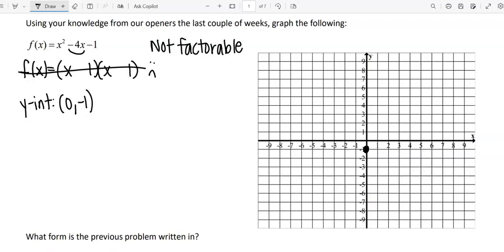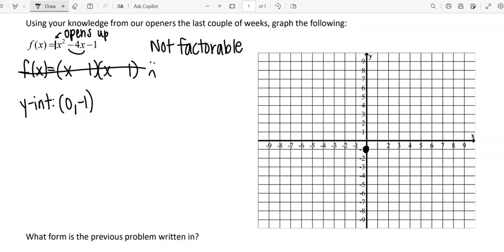Okay. Is there anything else I could do? If we set y equal to 0, wouldn't we try to factor it? It's not factorable, so that wouldn't get me anywhere. We don't have a constant rate of change, so that won't help us. Oh, we do know the number in front of x squared. What's the number in front of x squared? 1, which means what? It opens up. We know that, so it opens up.